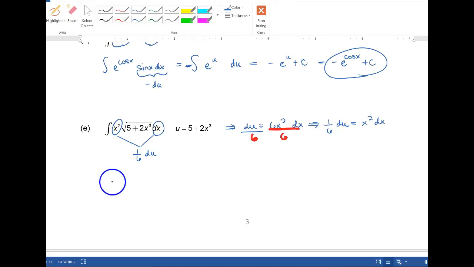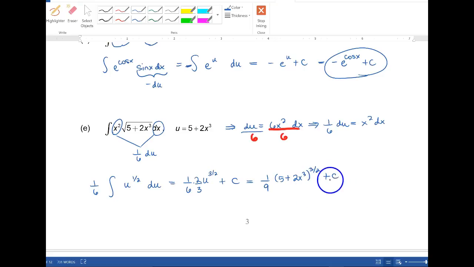Now remember what I said about the coefficient. It's easy to just move that 1/6 out to the front. So now I have square root of u, or u to the 1/2 du. Again, I'm replacing all of my x's with u. Now I'm going to integrate. So u to the 1/2 becomes u to the 3/2 over 3/2, which is multiplied by 2/3, plus c. Now I can simplify this, so that becomes 1/9, and u is 5 plus 2x cubed to the 3/2, and then plus c.